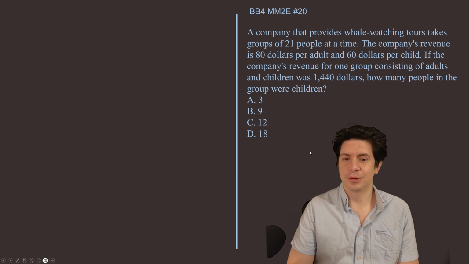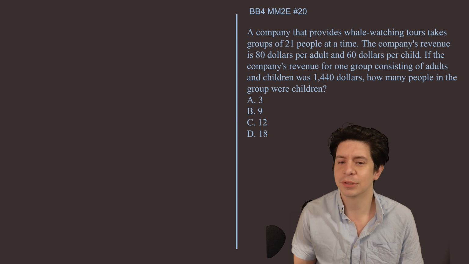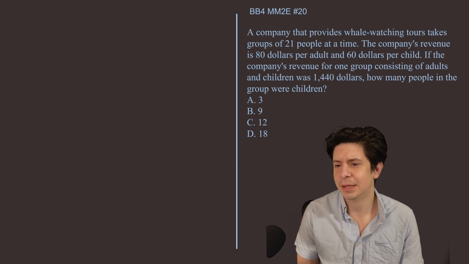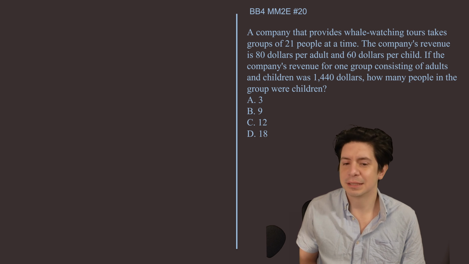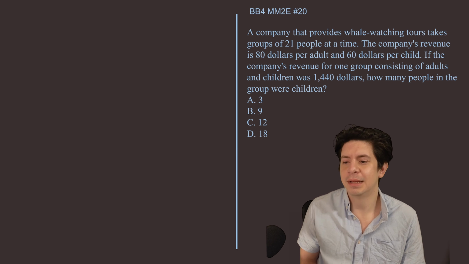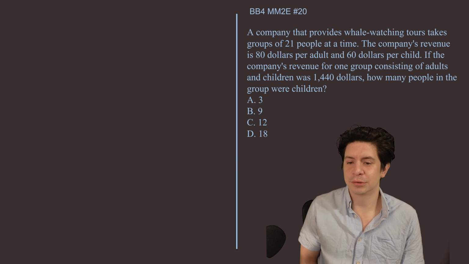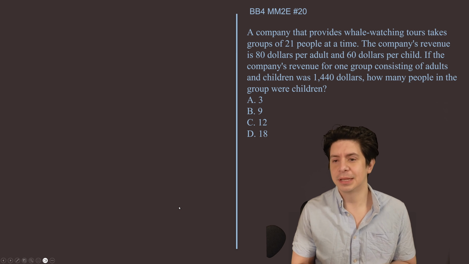Let's see how this one goes. A company that provides whale watching tours takes groups of 21 people at a time. The company's revenue is $80 per adult and $60 per child. If the company's revenue for one group consisting of adults and children was $1,440, how many people in the group were children? Okay, so I can make an equation and then go from there.